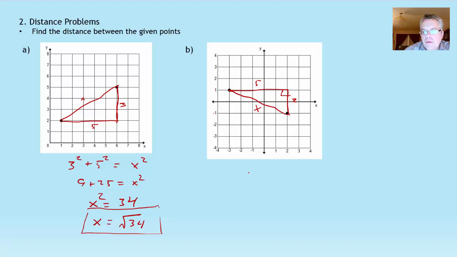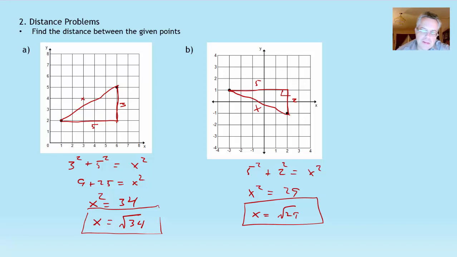Okay, so here we go. 5 squared plus 2 squared is x squared. So x squared is 29, and x is the square root of 29. 29 is prime. We're done. That can't be simplified. It already is as simple as it gets. Okay, so to find the distance between two points, use the Pythagorean theorem. Make a right triangle on the grid and find the distance. We'll come up with a formula for distance soon.